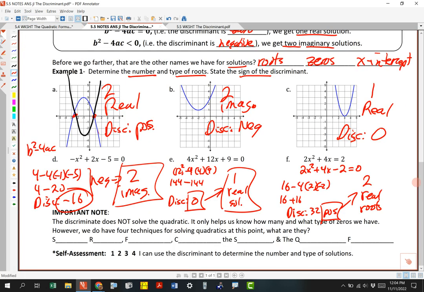Okay, would you fill out those blanks at the bottom? Read the words. There's a sentence there. Read it, and then fill in the blanks.